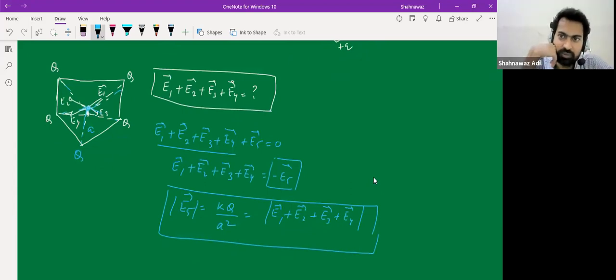Sir, it's negative E5, right? Yes. In the last, negative E5 it is, but the magnitude is the same. The direction is negative, so forget about the direction. We only want to calculate the magnitude. Okay, sir. So the magnitude is this, but the direction would be exactly opposite.